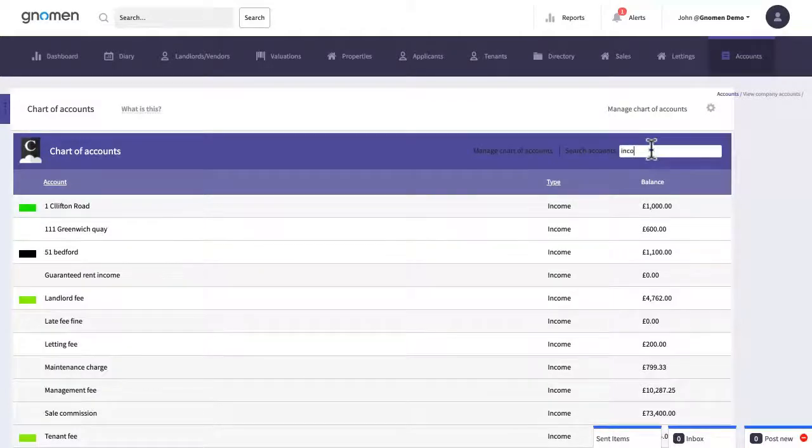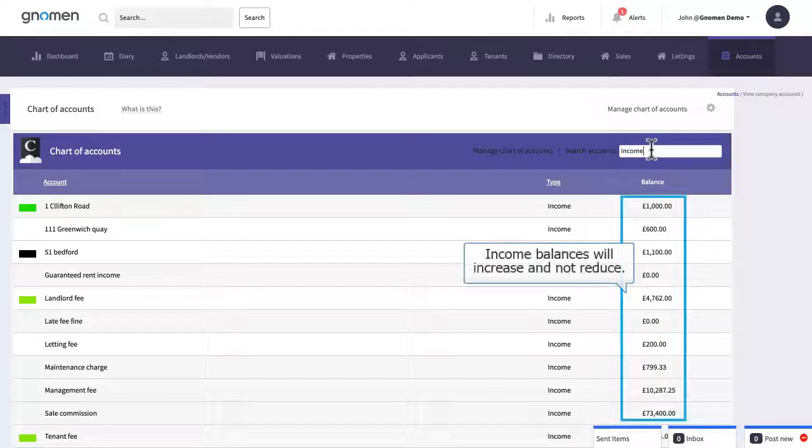Income accounts are categories used to identify transactions related to your company's income, such as lettings or management fees. Now, this isn't to be confused with a bank type that I showed you earlier. Bank balances found in Gnomon PMS should mirror the balances that are found in your bank account. However, balances for income accounts that you see here do not mean that you're holding that amount of cash. The balances will increase over time.